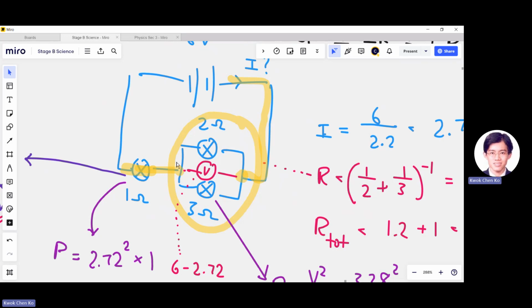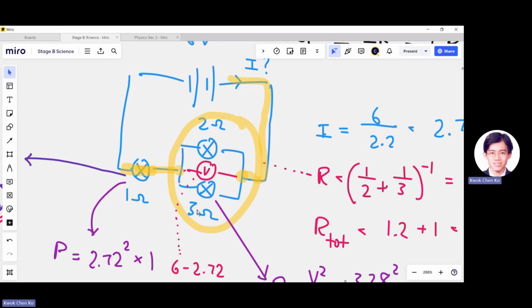So 3.28 volts is applied across this chunk down there, but this chunk is in parallel. So the same voltage will apply to this and to this. This one has 3.28 volts, this one also has 3.28 volts. But obviously the power usage is different. This is because this is a lower resistance, and this is a higher one.